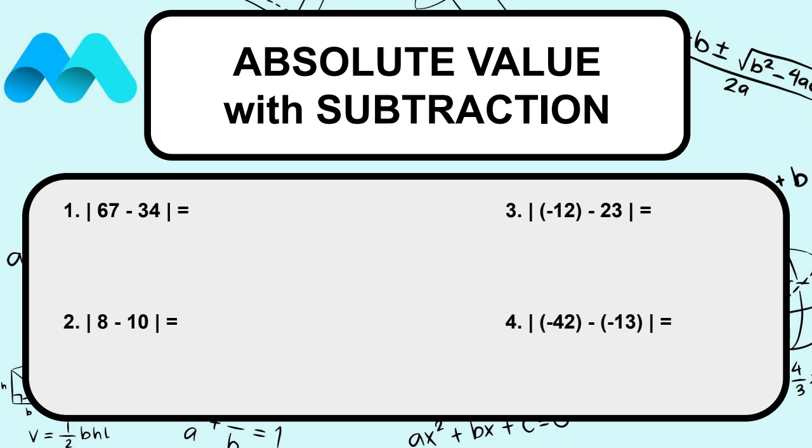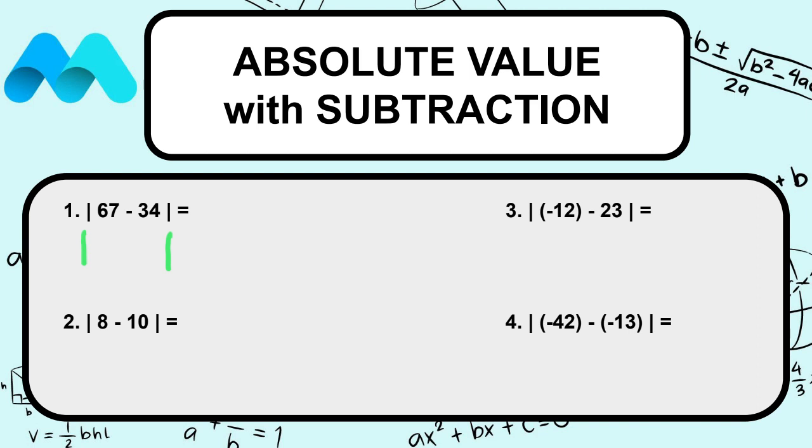So number one is asking us for the absolute value of 67 minus 34. Again, just to review, these bars that bookend our initial equation, that's absolute value. That's what that indicates. So the first thing that we're going to do is bring down those absolute value bars. That's the first step. And I had a little extra dot there.